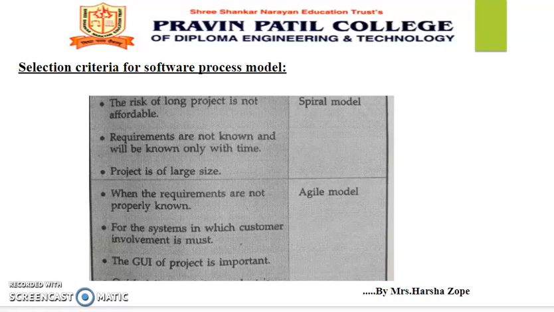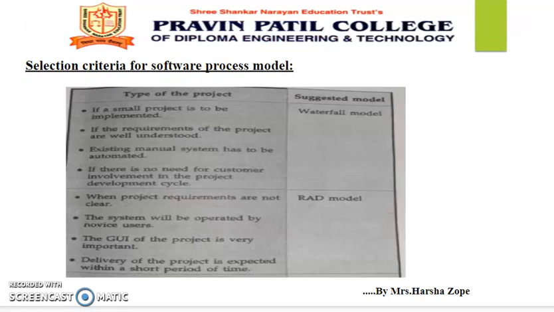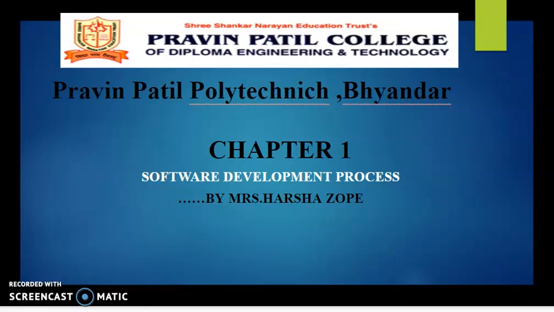The next is the agile model. When is the agile model used? When the requirements are not properly known, when we don't know what to develop and how to develop, and second, for a system in which customer involvement is a must. Means to develop a particular software, if customer involvement is a must, then we have to choose the agile model. If the GUI of the project is important, then in that condition also we need to consider the agile model. Okay, that's all about the selection criteria for software process.